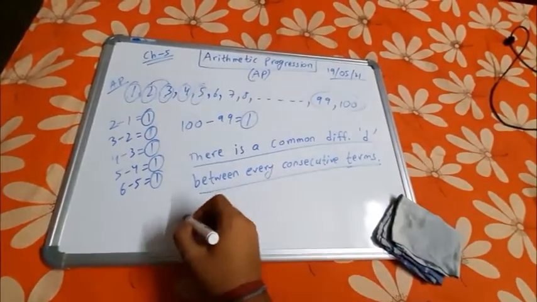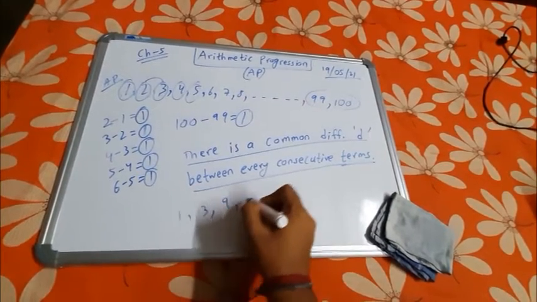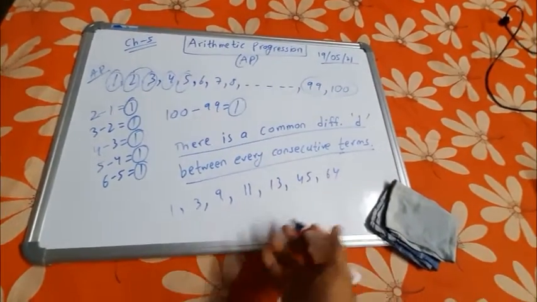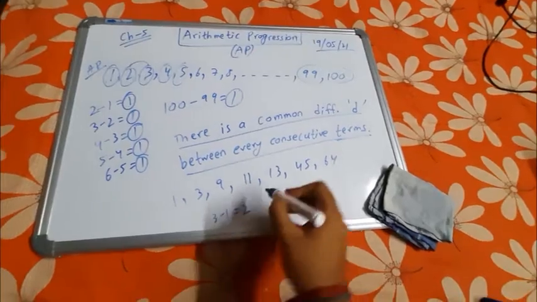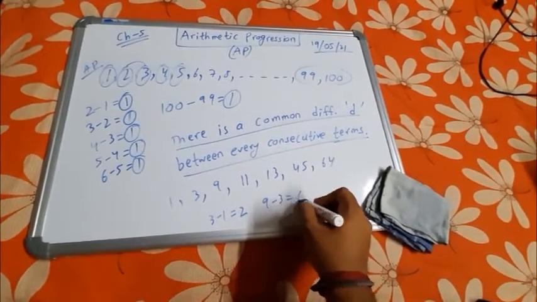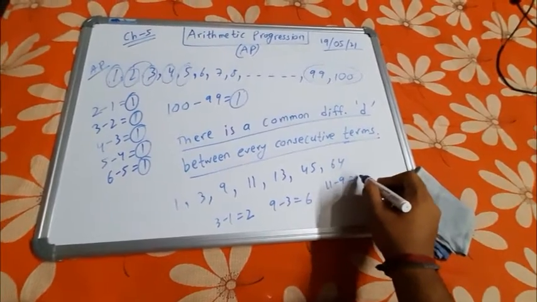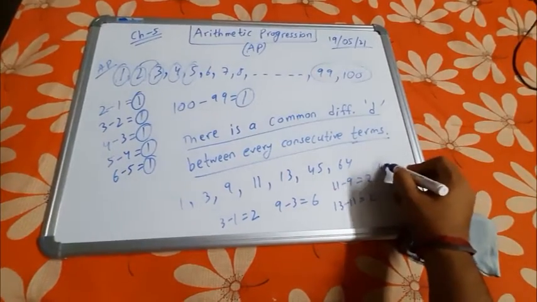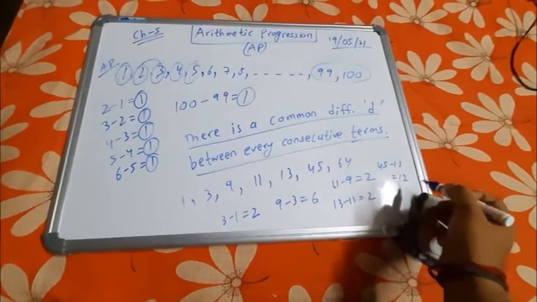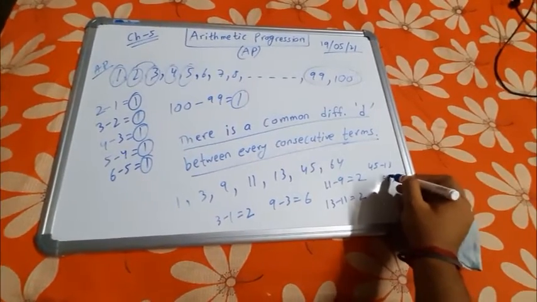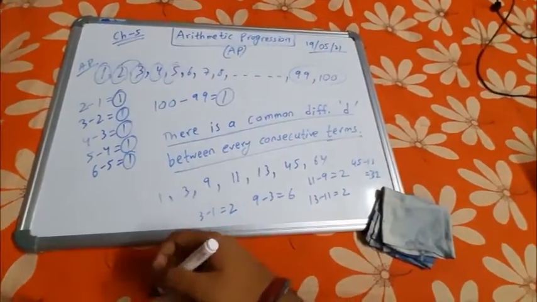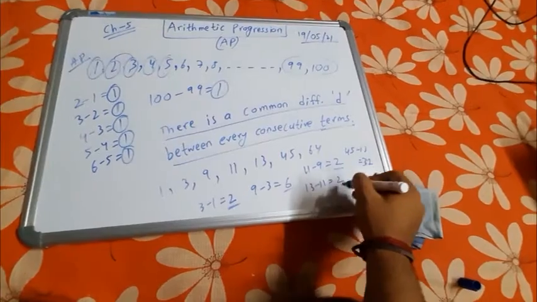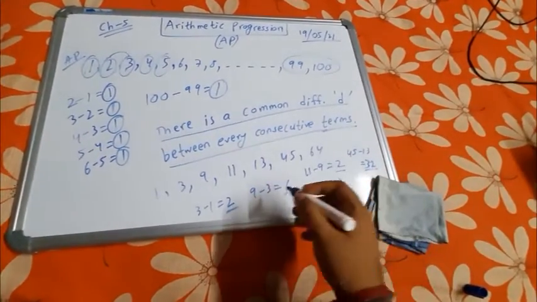Now if I take a random series, suppose 1, 3, 9, 11, 13, 45, 64, is there any common difference? 3 minus 1 gives you 2. Now 9 minus 3 gives you 6. Now 11 minus 9 gives you 2. Now 13 minus 11 again gives you 2. Now 45 minus 13 gives you 32. See, is there any common difference? Here the difference is 2, here 6, again 2, then 32, then something else. This is not an AP.